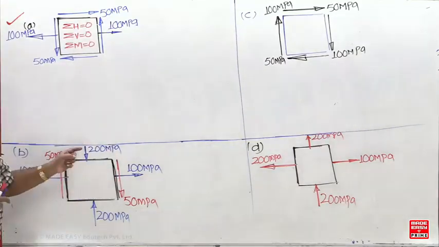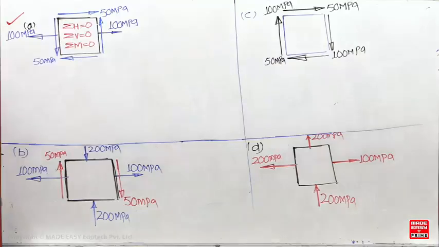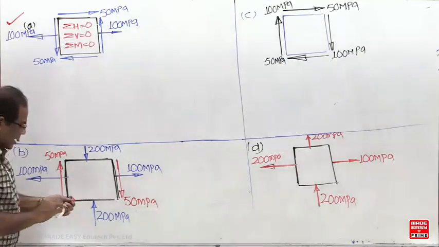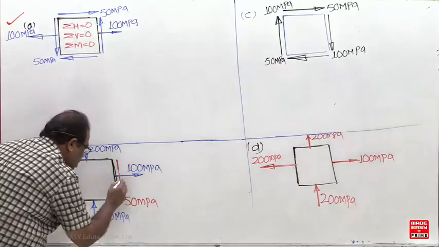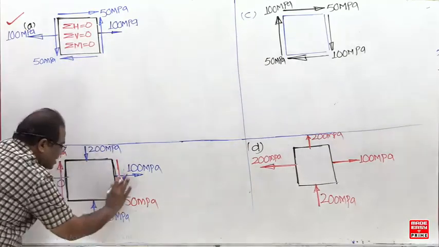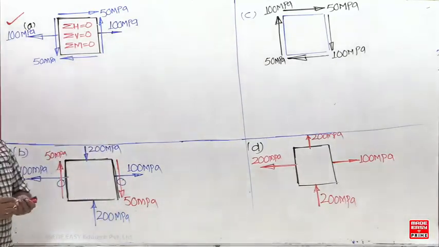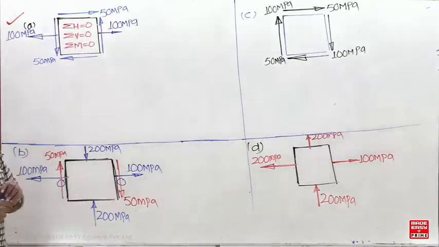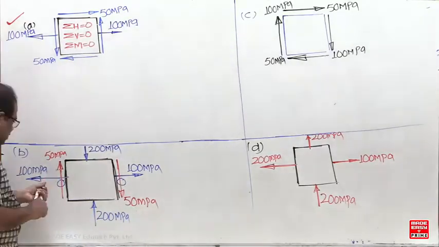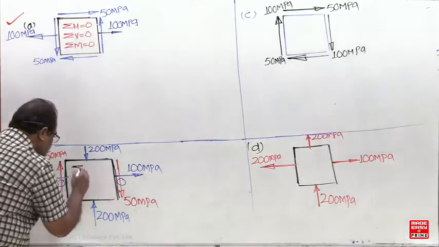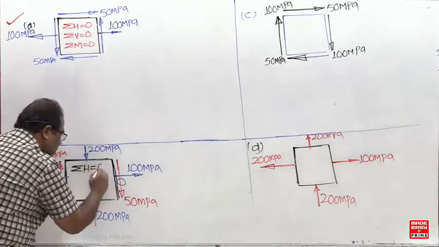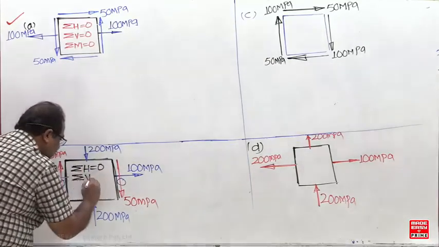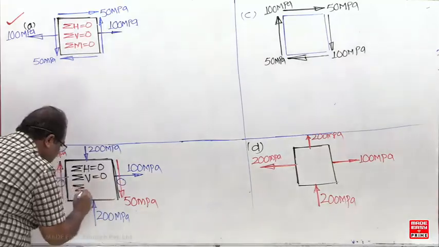Sir, sigma x is there, sigma y is there. But your complementary shear stress is missing. These two are forming a couple in the vertical plane, clockwise. But where is the complementary shear stress? Is the sum of the couples 0 or non-zero? Here it is non-zero. Sum of the horizontal forces is 0. Sum of the vertical forces is 0. But sum of the moments is not 0.